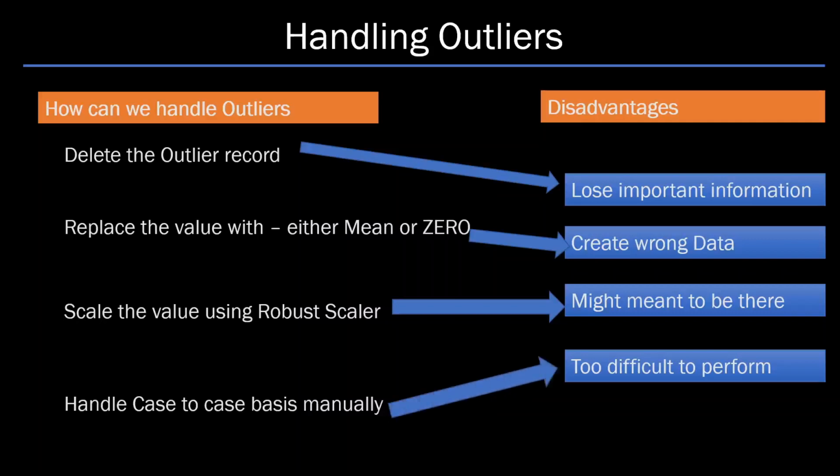Handling it case by case makes it too difficult, because every time we cannot go back to the business and talk to them, and there might be a handful of outliers where we must decide whether to keep them or not, and which column belongs to what. Doing it manually is a very big problem, and that is not the way we want to do it. These are some of the disadvantages.